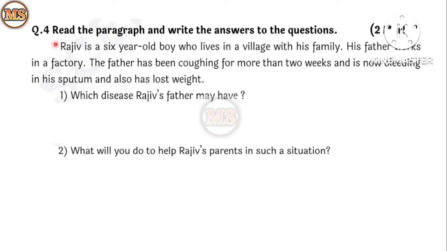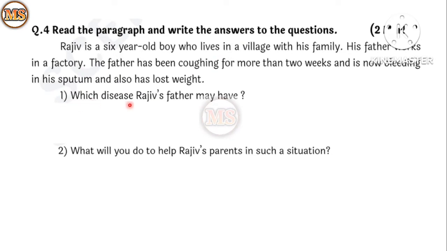Then question number 4: read the paragraph and write the answers to the questions. This is for 2 marks. Initially we read the paragraph and then give the answers to the following questions. Rajiv is a 6-year-old boy who lives in a village with his family. His father works in a factory. The father has been coughing for more than 2 weeks and is now bleeding in his sputum and has also lost weight. So this is the information given, and according to this we have to solve the following questions.